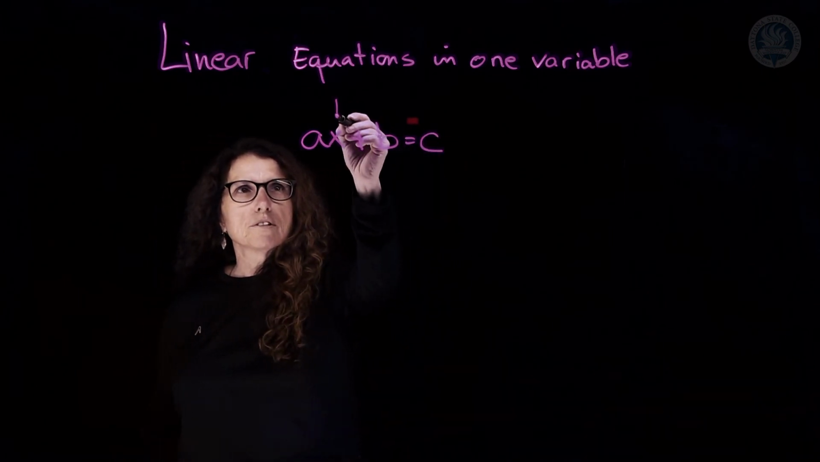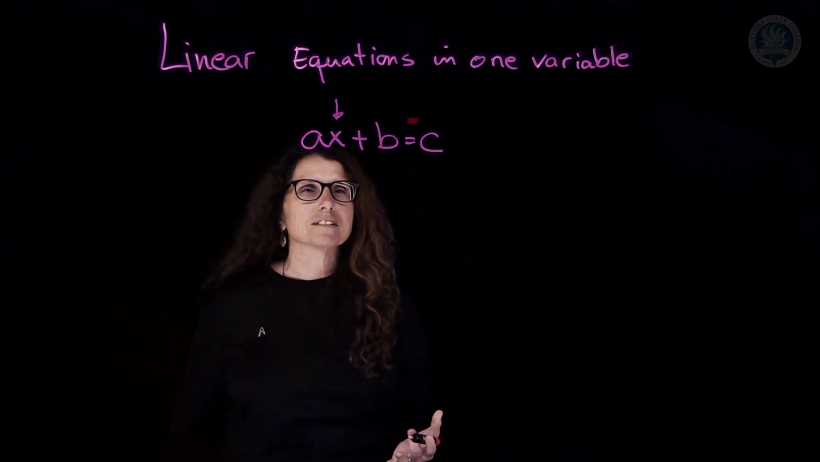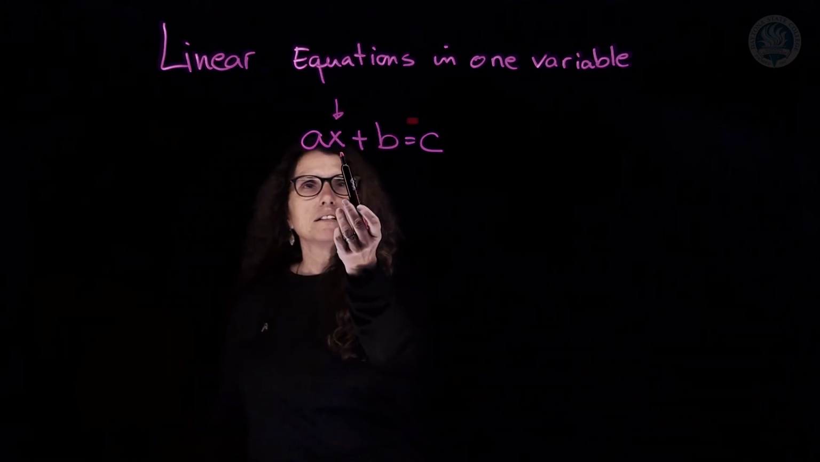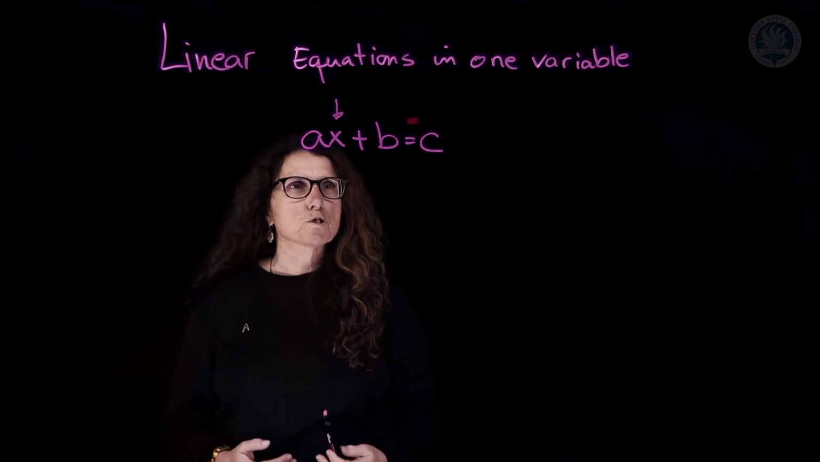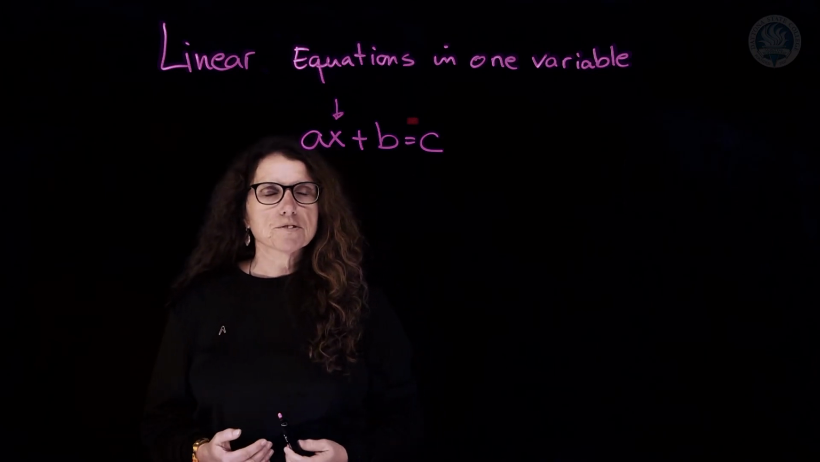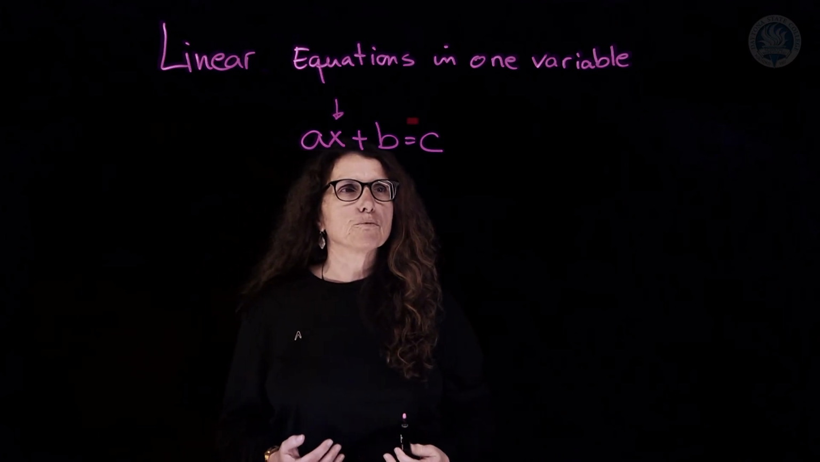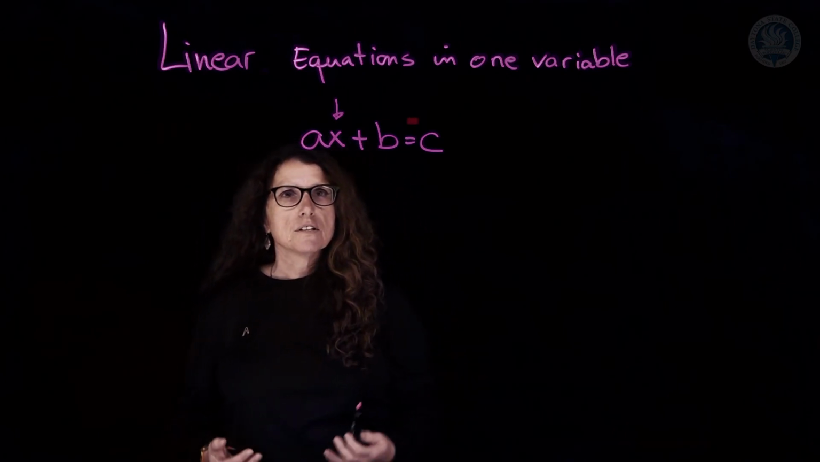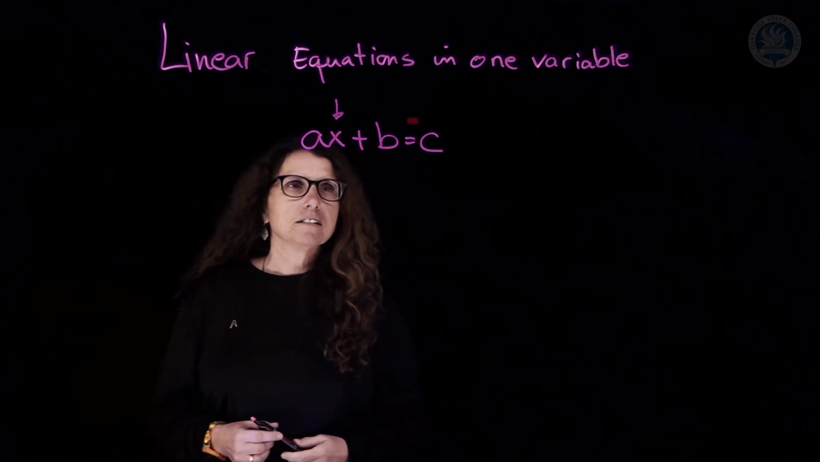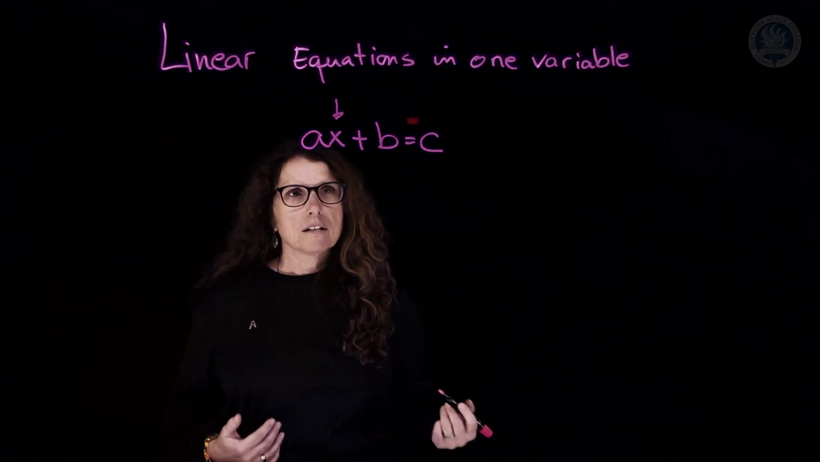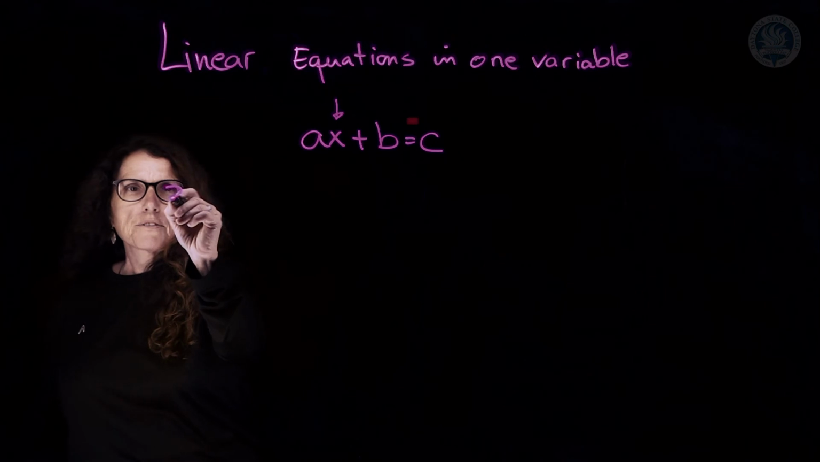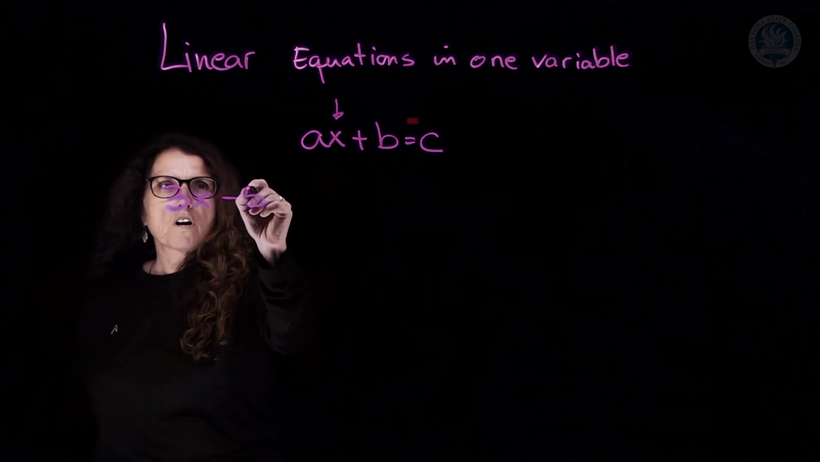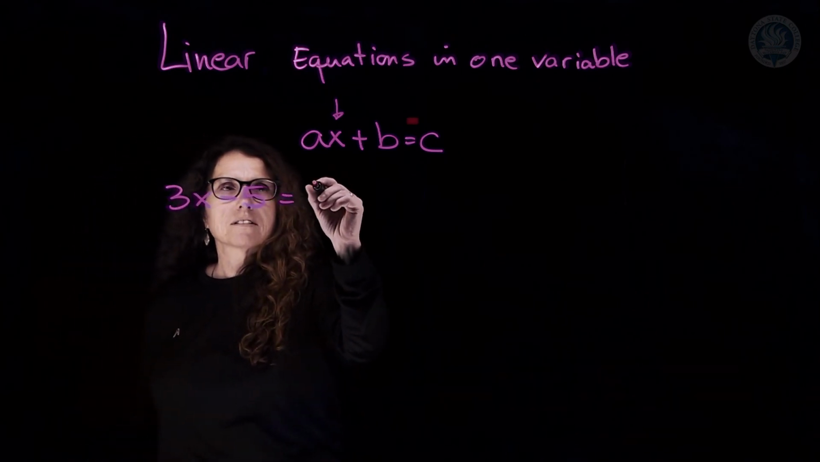We have our one variable here, and what makes it linear? Linear means that the variable x is raised to the first power. If it was raised to the second power, then it would be nonlinear. So we're looking at linear equations with one variable. Let me give you an example. 3x minus 5 equals 7.